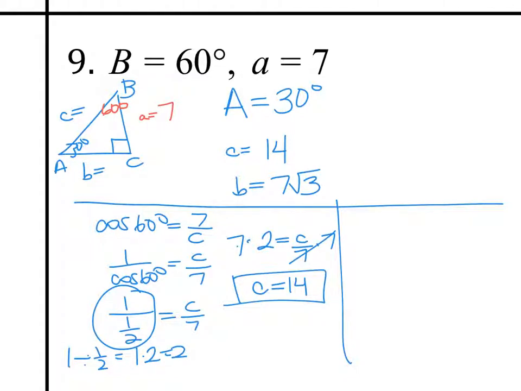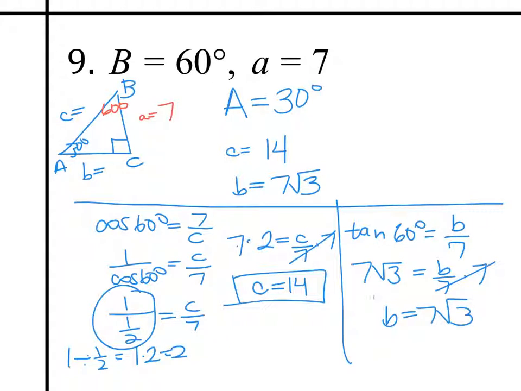Now, if we try the next one, we want to figure out what B is. We can do tangent, right? Tangent of 60 degrees equals B over 7. So looking at your chart from earlier, tangent of 60 degrees is square root of 3. So square root of 3 is B over 7. So then you multiply by 7, and look, B equals 7 square root of 3.